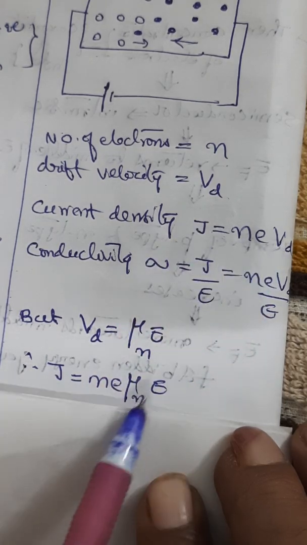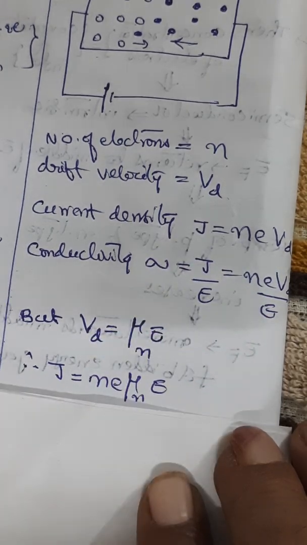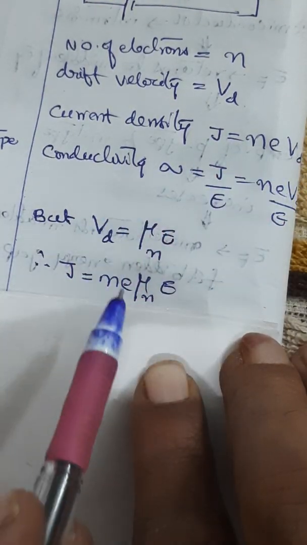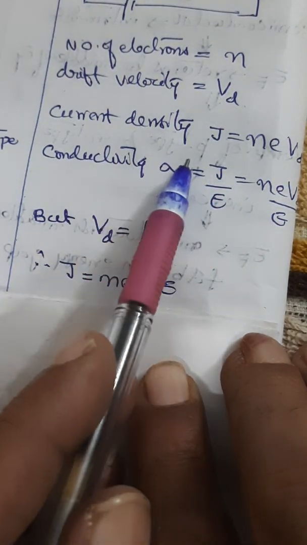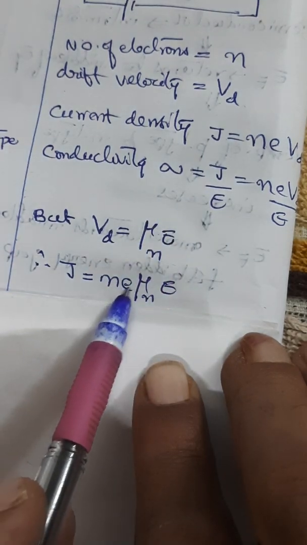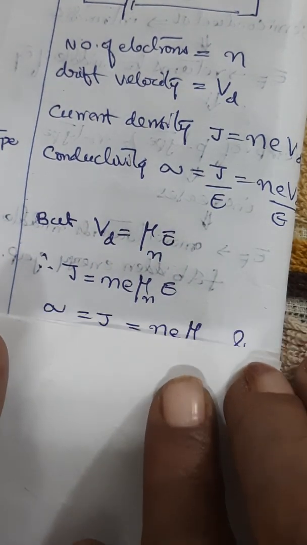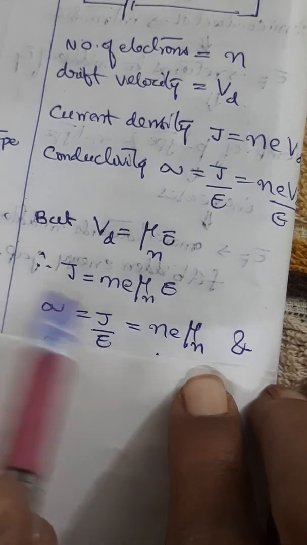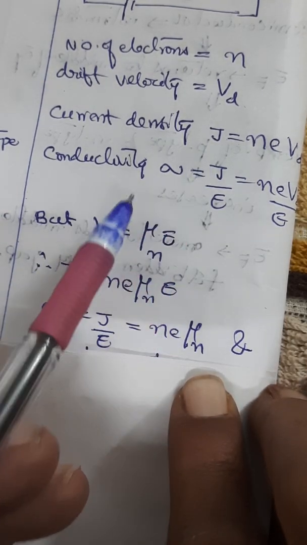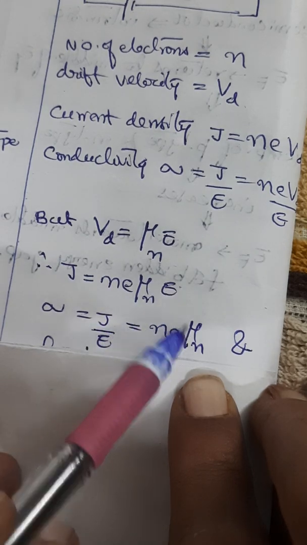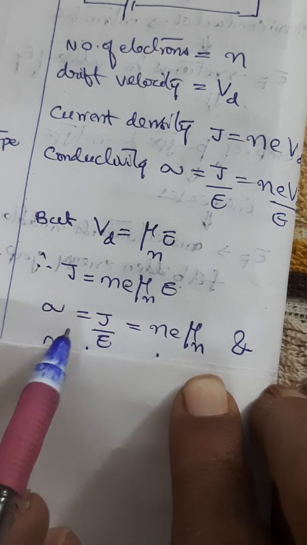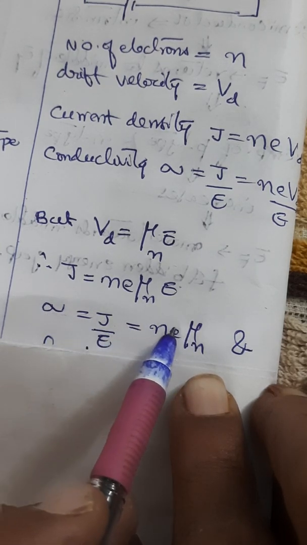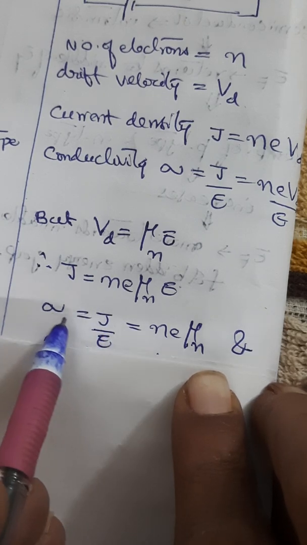So, n e mu n E. From there, we can again calculate sigma. Vd equal to mu n E we substituted here. Therefore, instead of n e Vd we got J as n e mu n E. Similarly, sigma is J by E, that is n e mu n E divided by E. This E gets cancelled, so you will be left with n e mu n. Right? You got the conductivity. Sigma is the electrical conductivity.